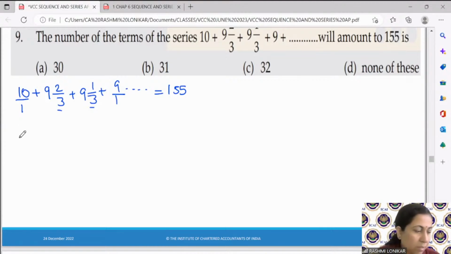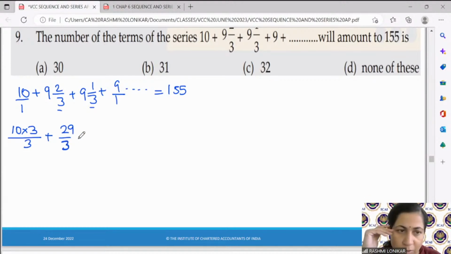Remember in the first chapter, you must have done it. I can write 10 as 10 into 3 upon 3. The 3 cancels, so it is as good as 10. Now this 9 into 3 is 27, 27 plus 2 is 29 upon 3. Plus 9 into 3 is 27, 27 plus 1 is 28 upon 3. Now this 9 also I will write as 9 into 3 upon 3, plus so on. This should give me 155.